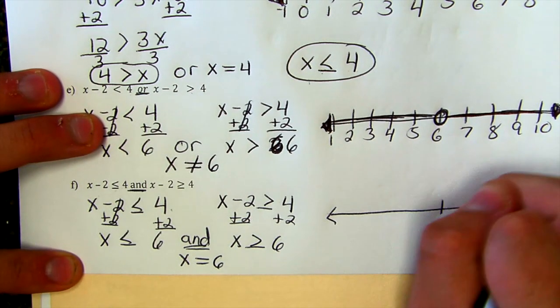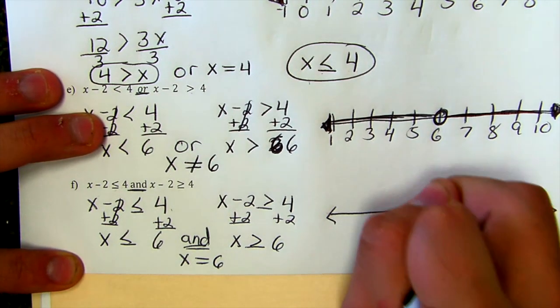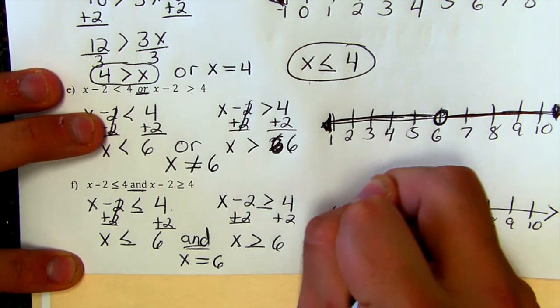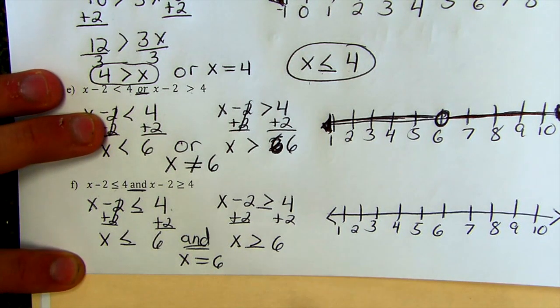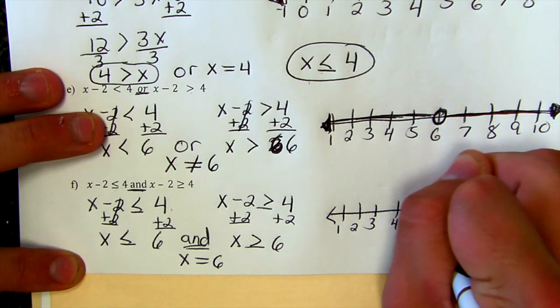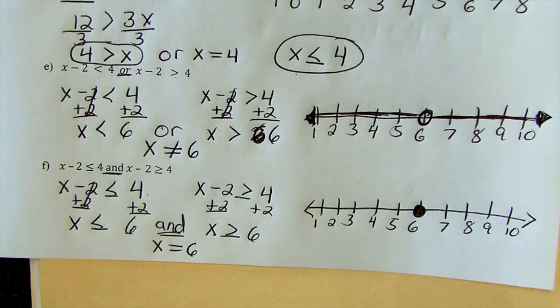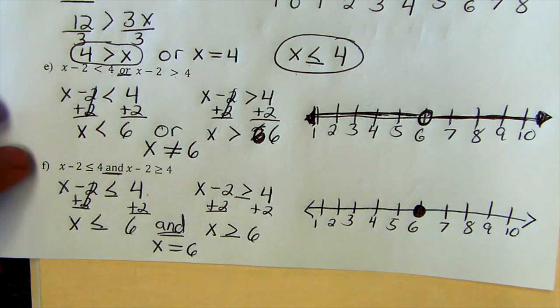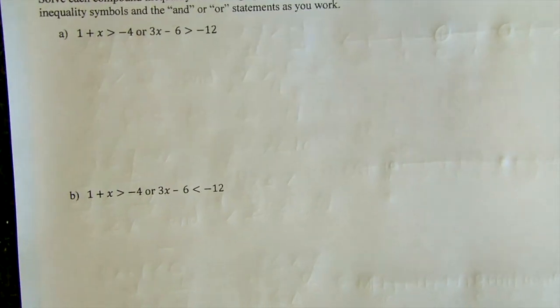So now let's go through and put it on our number line. So we have 6, 7, 8, 9, 10, 5, 4, 3, 2, 1. And x is equal to 6. So we have equality at 6. So we just fill it in. And then we don't have to shade anywhere else because x is just 6. Okay? So now let's move on to our next exercise.